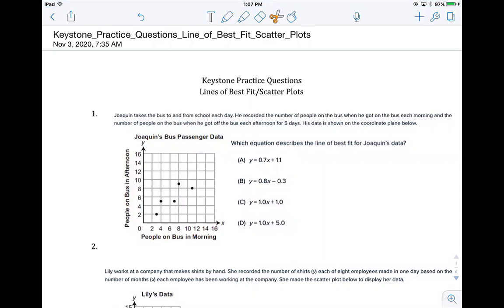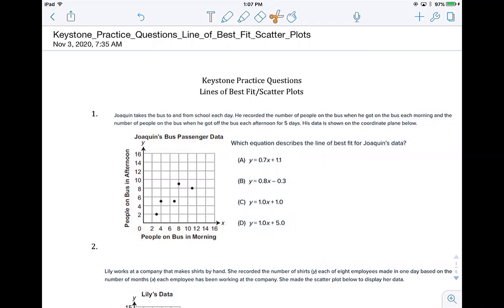So, problem one, Joaquin takes the bus to and from school each day. He records the number of people on the bus when he got on each morning and the number of people when he got off for 5 days. His data is shown on the coordinate plane below. So we need to find out which equation describes the line of best fit for Joaquin's data.